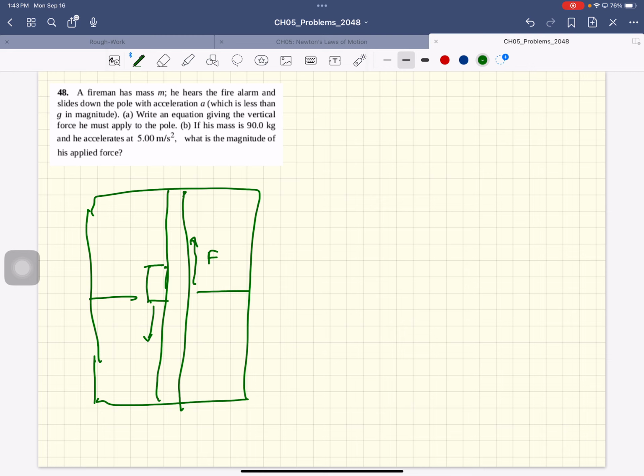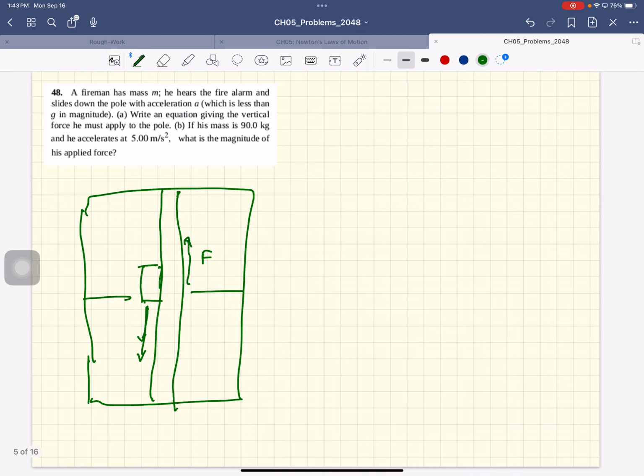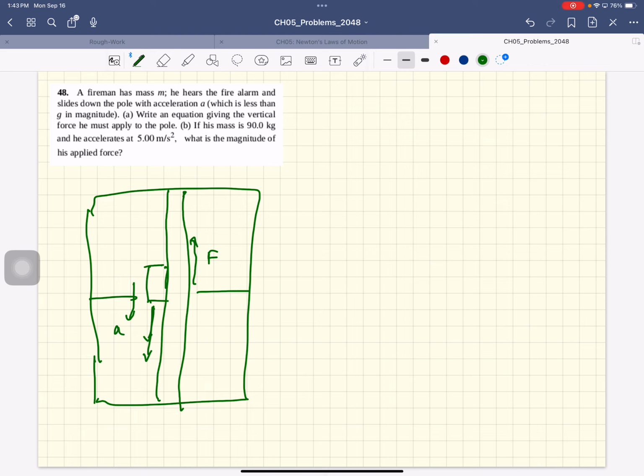So the net force on you, you still want to accelerate downwards. So this is the force of gravity. This is the friction force that you're applying by grabbing onto the pole. So mg minus, and we denote friction forces by little f. So the friction force is equal to mg minus ma.